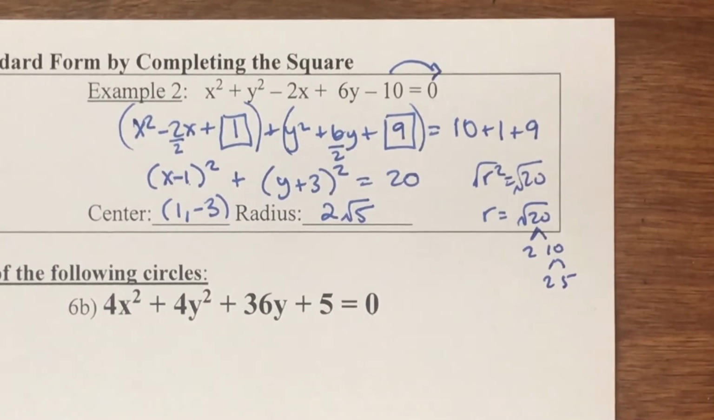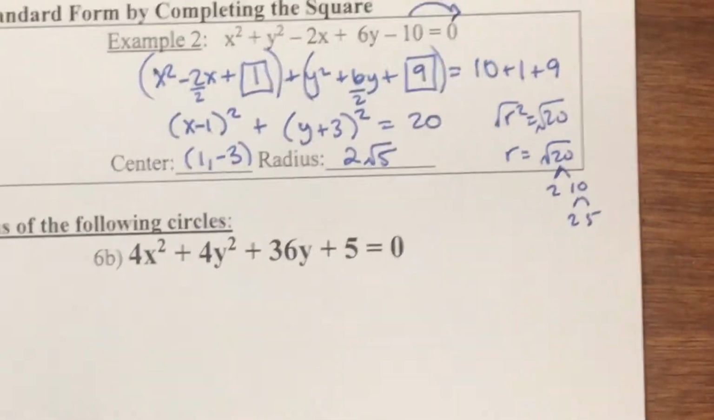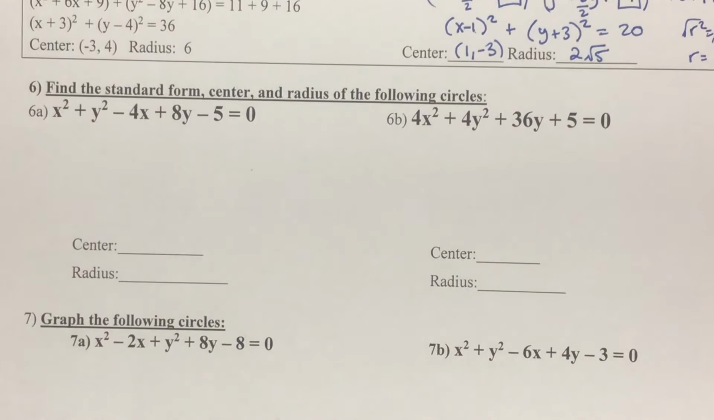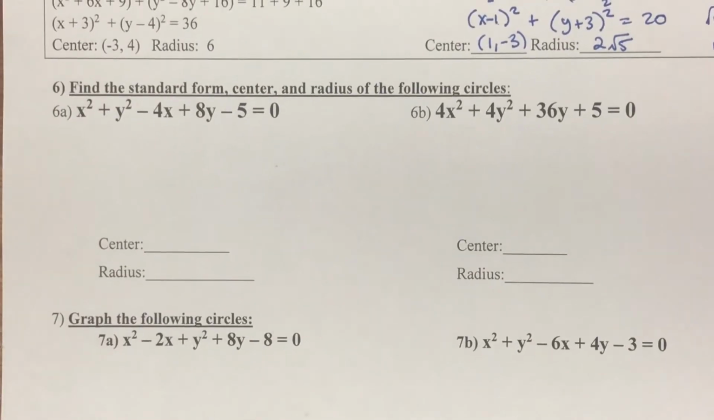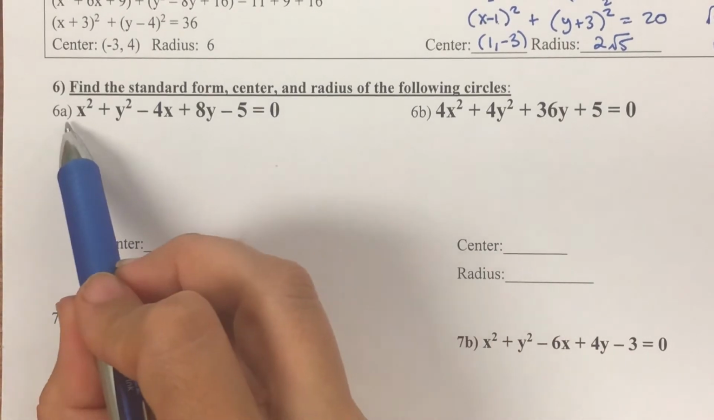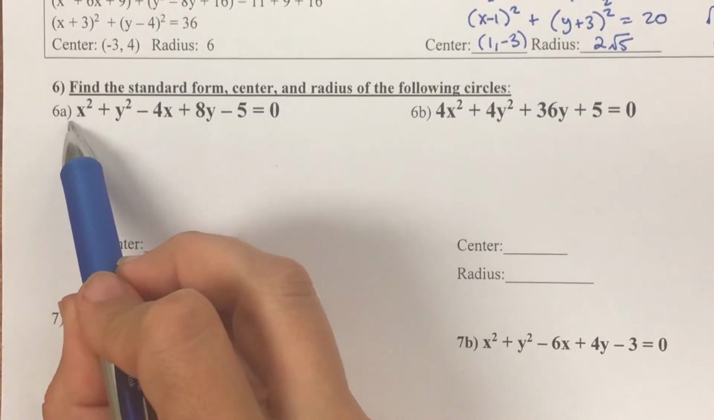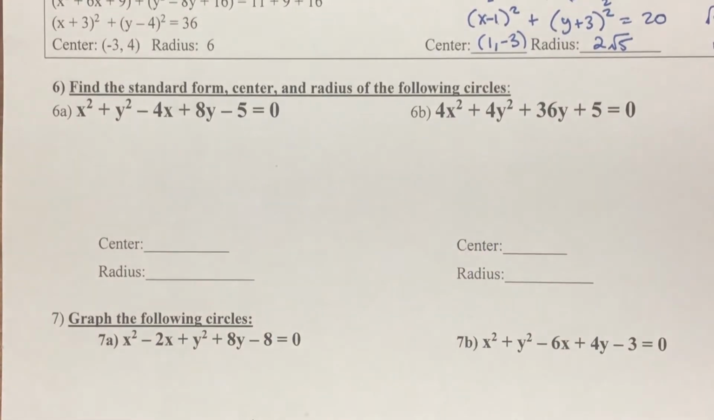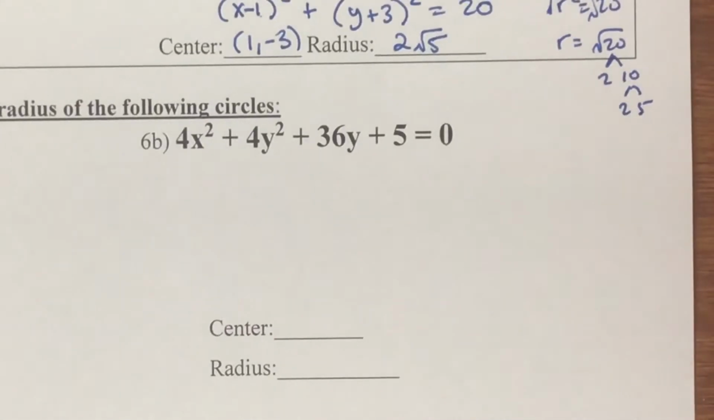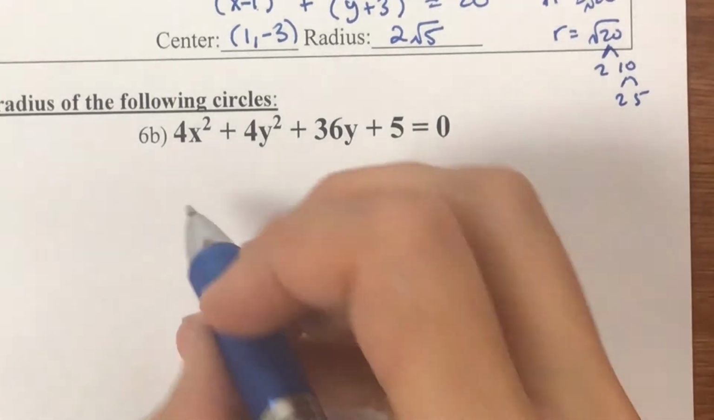All right, so let's look at number 6. In number 6, there's 2 of them, A and B. I think 6B looks a little more exciting to me. The reason why it looks exciting is in these you'll notice they have coefficients of 1, whereas here there's coefficients of 4. So I'm going to show you what to do with that.